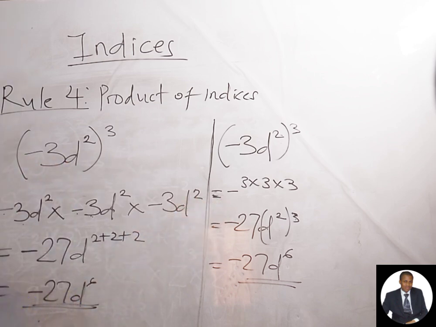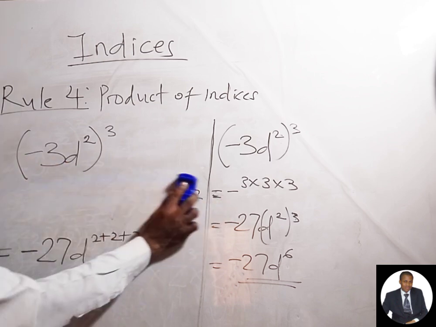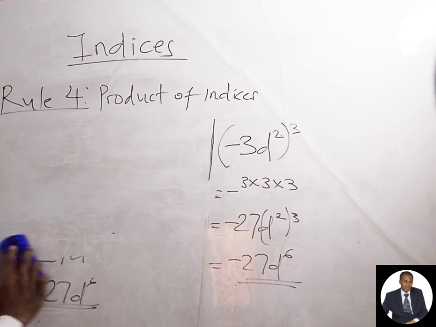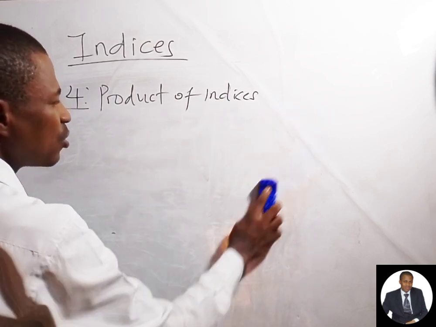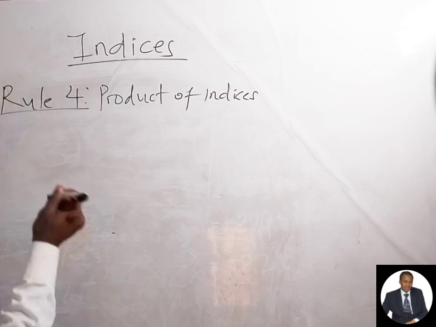So in the product of indices rule number 4, we just multiply the exponent outside the bracket by what is in the bracket.